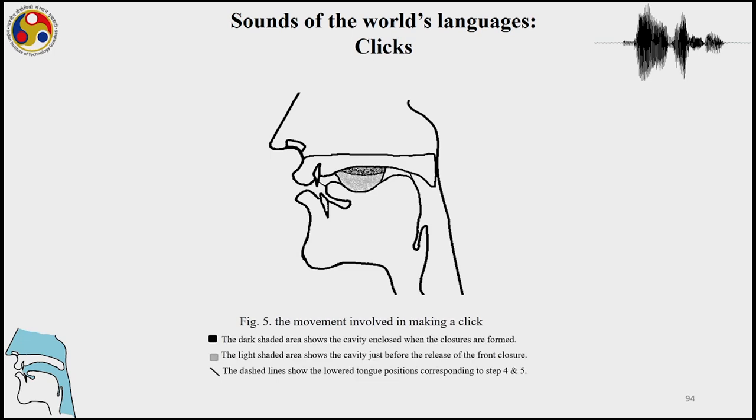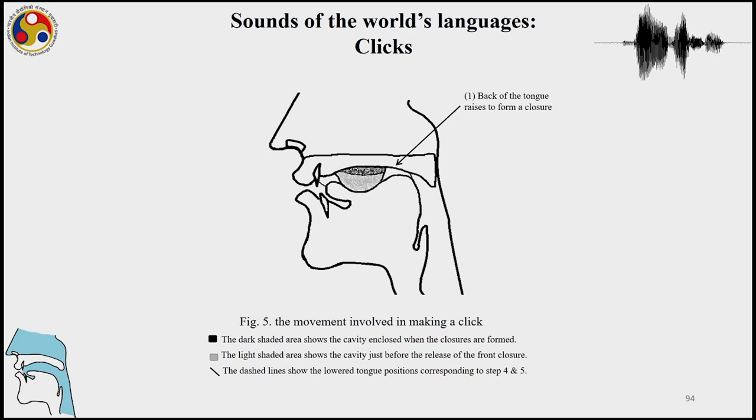This is a diagram showing the movement involved in making a click. The dark area shows the cavity enclosed when the closures are formed. The light area is before the release, so it's a very small area, and then the area is made bigger, and then there's a release. And the dashed line shows the lowered tongue position. So the tongue goes up and down before the release.